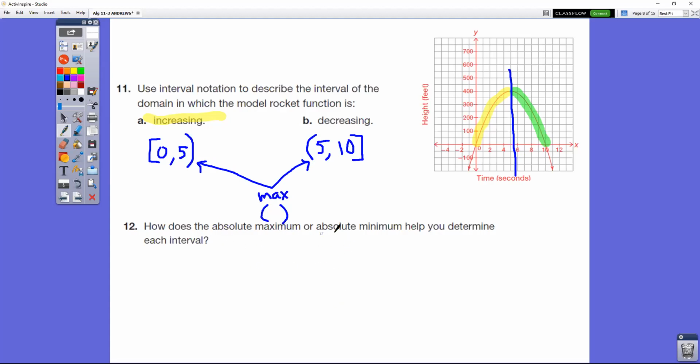How does the absolute maximum or absolute minimum help you determine each interval? That max or min is the turning point, all right? That's where it stops going one direction and starts going the other direction. That's where you're going to use the roundy parentheses.